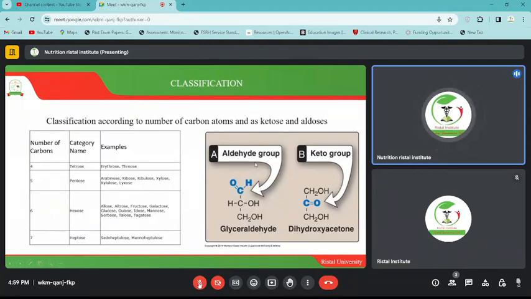Then on the right side here, we have the two kinds of classification. You can see clearly that an aldehyde group is indicated in blue in image A. On side A, the blue part shows the functional group, an aldehyde. So this is an aldose, and this is glyceraldehyde, which we must have seen during glycolysis. Then the ketone group here, right here in blue as well, is dihydroxyacetone, which we have also seen somewhere in the biochemical process of glycolysis.